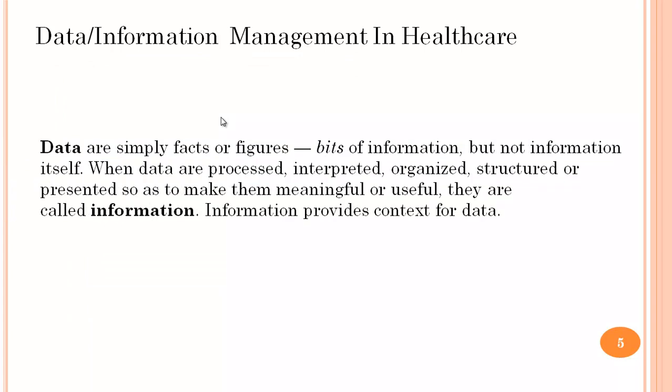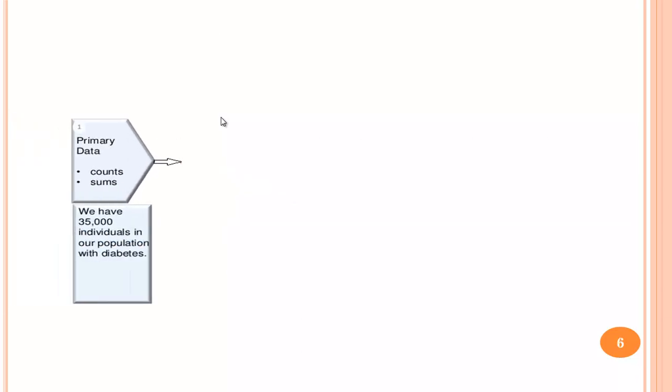Data are simply facts or figures, bits of information but not information itself. When data are processed, interpreted, organized, structured or presented so as to make them meaningful or useful, they are called information. Information provides context for data. Now we'll see how data become wisdom. Data becomes information, then it becomes knowledge, and then it becomes wisdom.